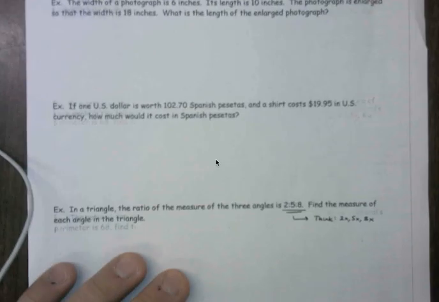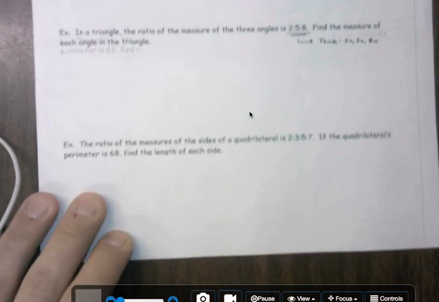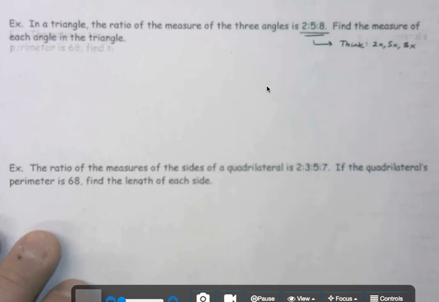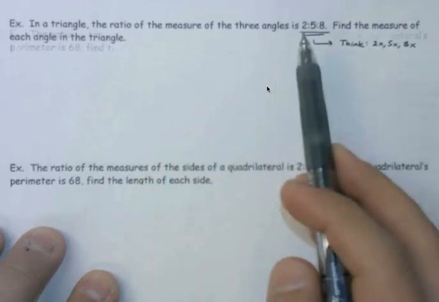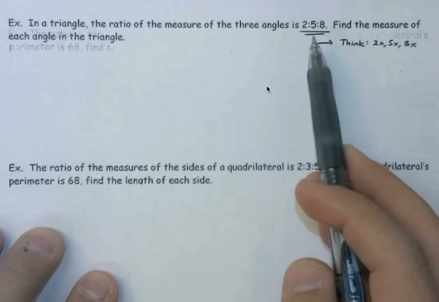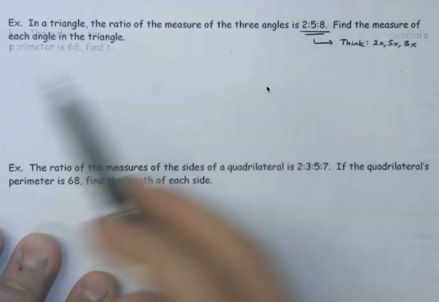How about some word problems? You up for those? Does that sound okay? One problem that comes up a ton that I definitely want to talk about is with this vague triangle seen here. In this triangle, there's a ratio of the measure of 3 angles, 2 to 5 to 8. So this is another way that ratios or proportions may be written. Find the measure of each angle in the triangle.